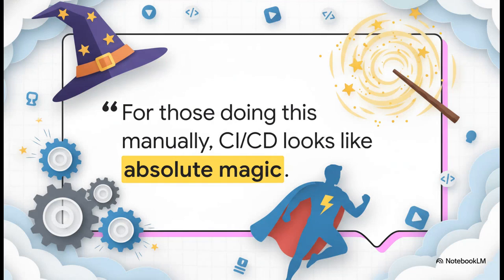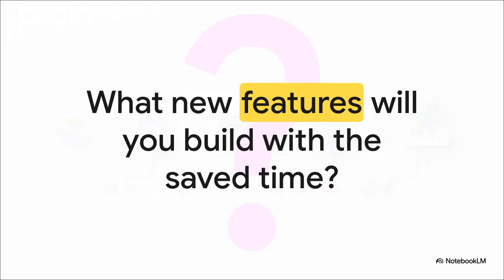There's an insight from the source material that really hits the nail on the head. For those doing this manually, CI/CD looks like absolute magic. And it really, truly does feel like a superpower. You've completely replaced the daily drudgery of infrastructure management with an automated, reliable, and entirely repeatable process. Which leaves us with this final thought. Your infrastructure is handled. Your deployments are invisible, triggering automatically every single time you push your code. So your pipeline is fully automated now. What new features are you going to build with all the time you just saved?